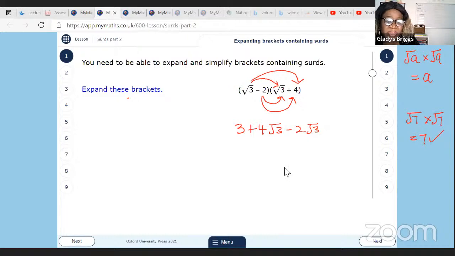Okay. So now, when you are adding, I thought I was supposed to teach you how to do adding and subtracting surds first before we come to do this. I think we should hang on a minute with this expanding brackets and go back to my PowerPoint.